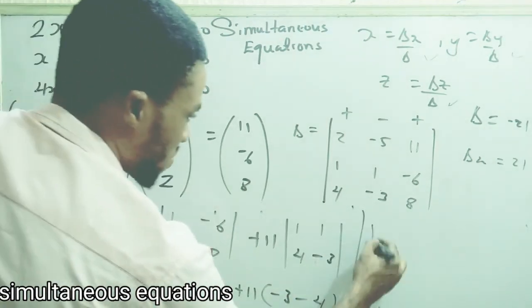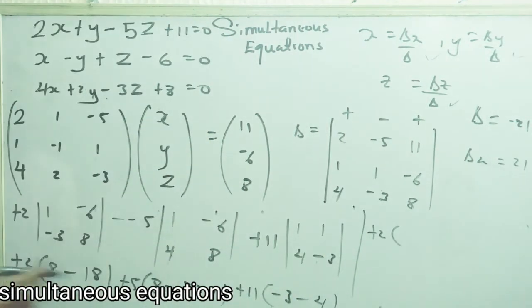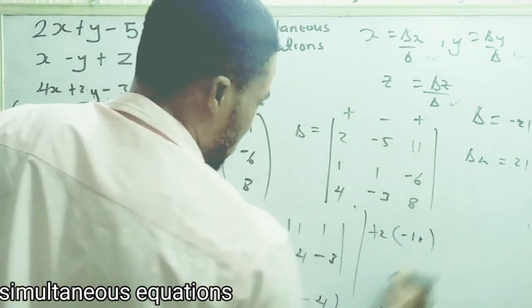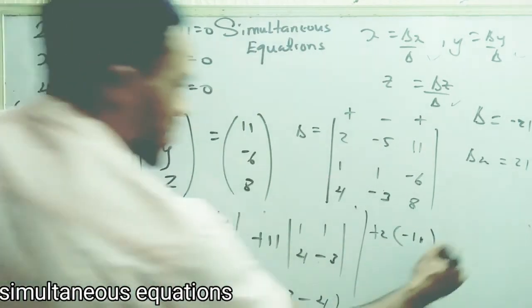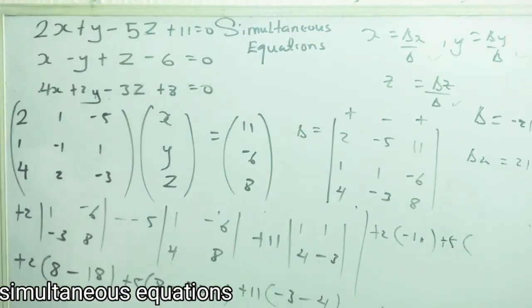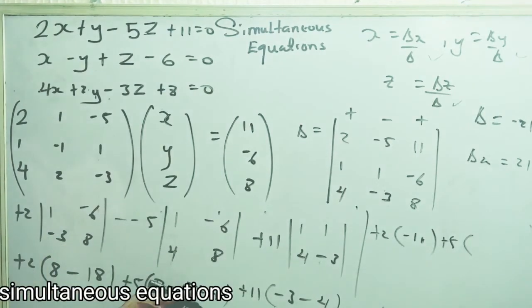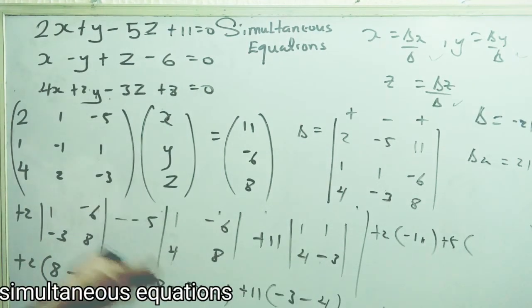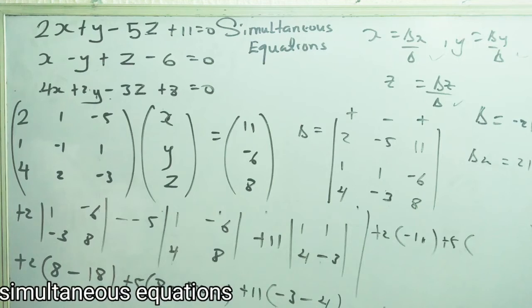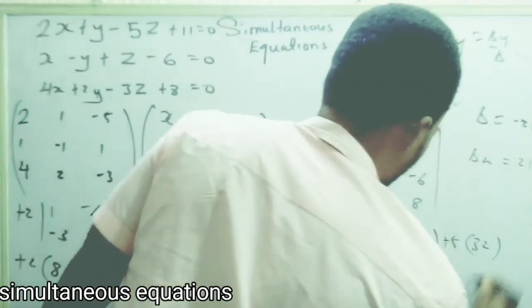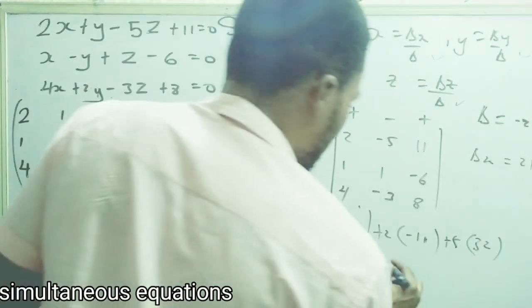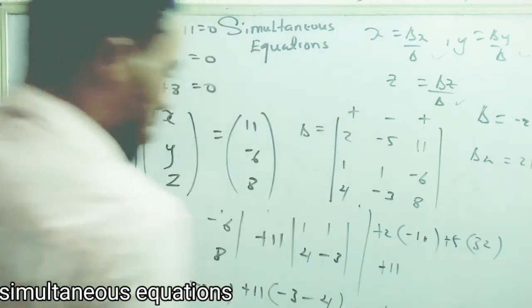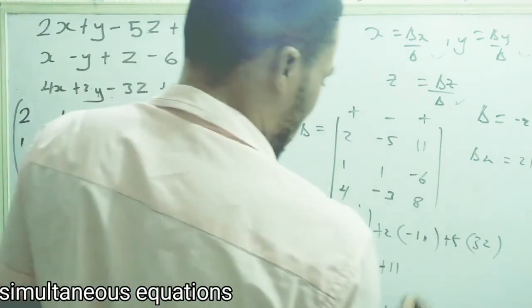So I have the plus 2. 8 minus 18 is what? Minus 10. Then I have plus 5 outside. Then 8. The two negatives together is what? Plus. So 8 plus 24. It's supposed to give me around 32. So I have 32 there. Then I have 11 plus 11. So I have minus 7, minus 3, minus 1 is what?